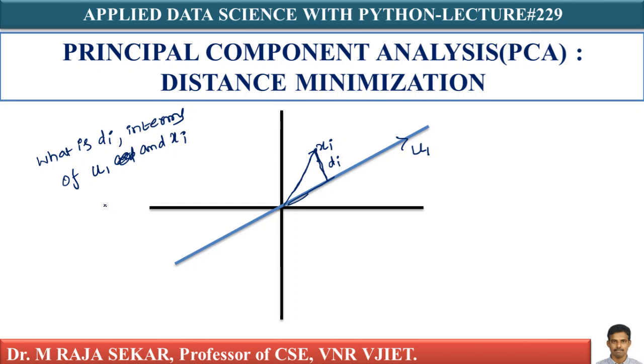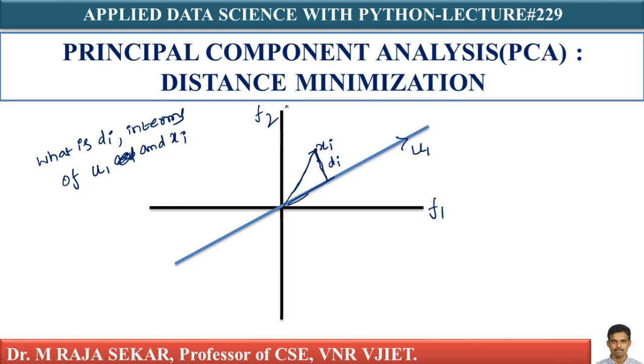If I sum up all of the distances, I want to minimize the distances. So let's understand these distances in slightly more detail. Let's assume these are two axes. This is the F1 axis. This one is the F2 axis.